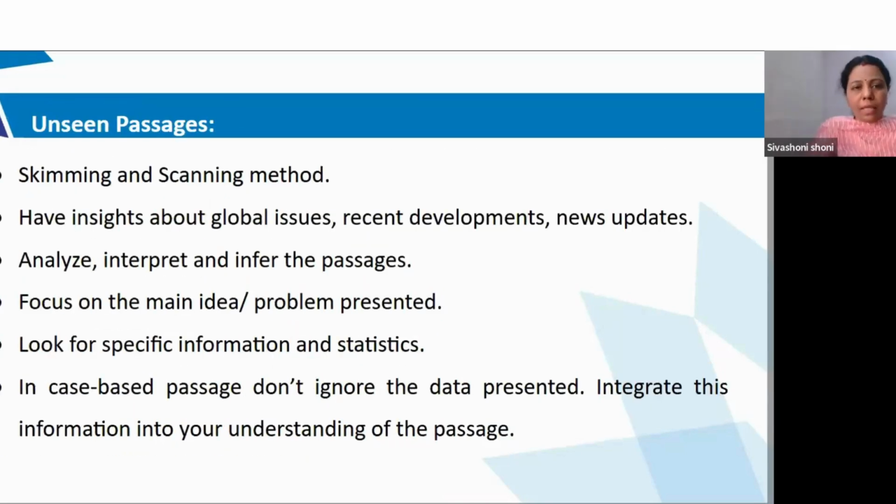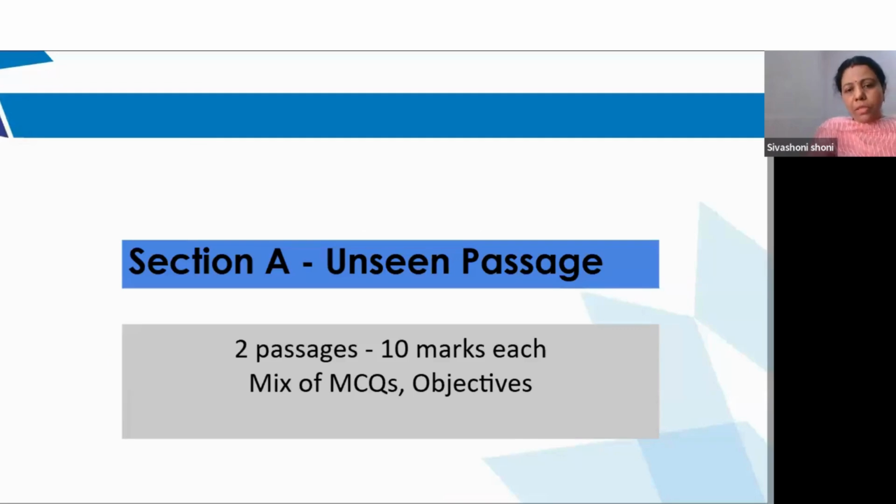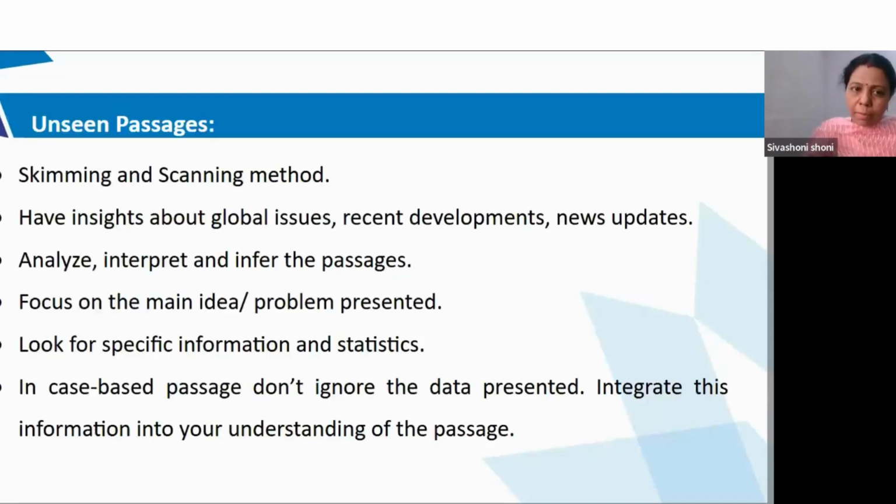Now the last one, that is the unseen passage. You have two unseen passages, each carrying 10 marks. It's a mix of MCQs and objective type questions. For the unseen passage, you have to use the skimming and scanning method, so you can save time. Always utilize your reading time. Of the first 15 minutes of reading time, use at least 10 minutes for reading both the passages.